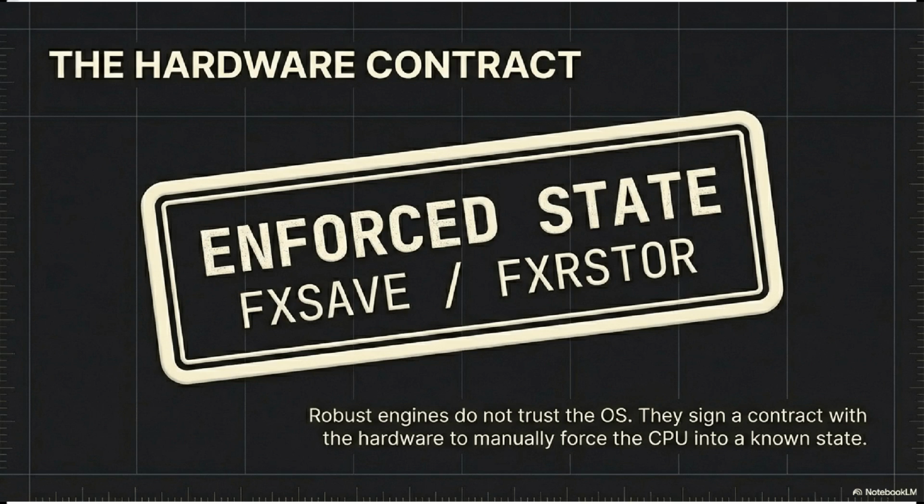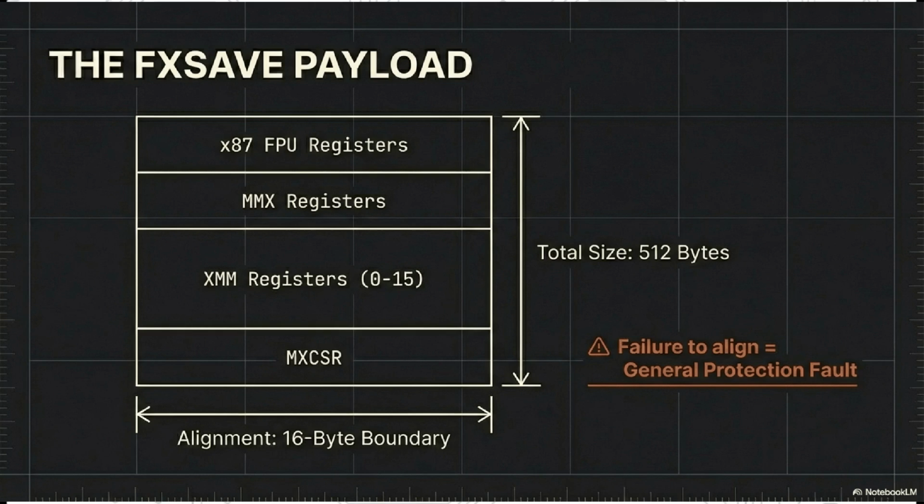We'll use special assembly instructions like FXSAVE and FXRSTOR to manually force the CPU into a clean, known good state, every single time. So what do these instructions do? Well, FXSAVE is incredible. It takes a complete snapshot of the CPU's floating point environment, all the registers, including our critical MXCSR, and saves it into a 512-byte block of memory. But there's a catch, a really important one. That memory must be 16-byte aligned. If it's not, the whole thing just fails.